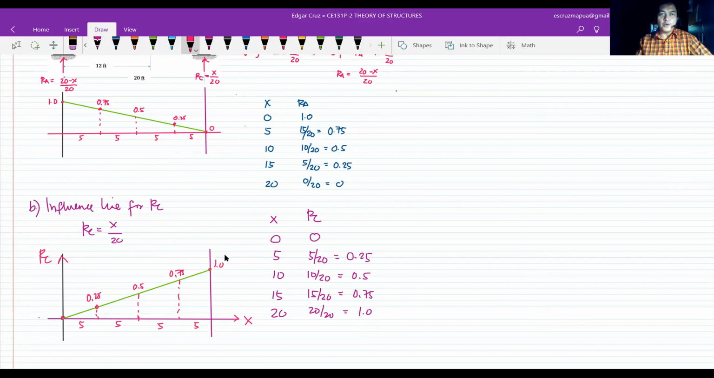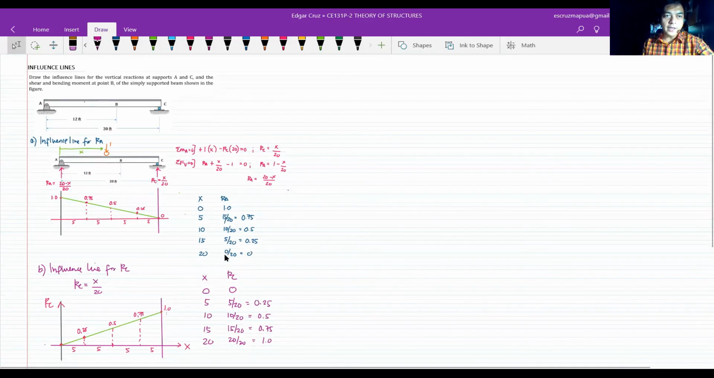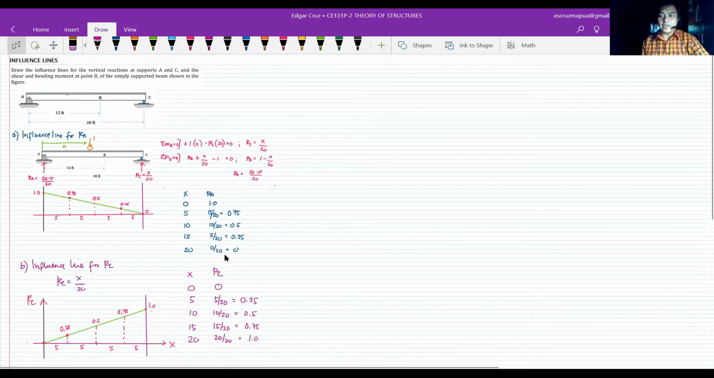Okay, so I hope you have learned out of this simple example. Again, what I'm showing here is the influence line for reactions. So on my next video, I will show you how to draw influence line for shear and moment. Okay, so thank you.